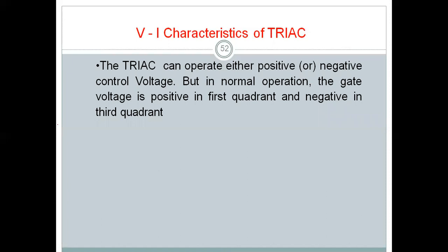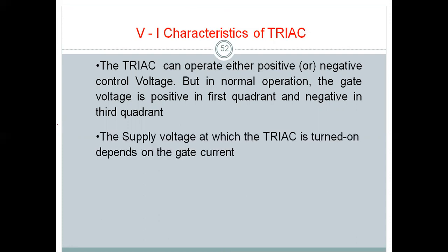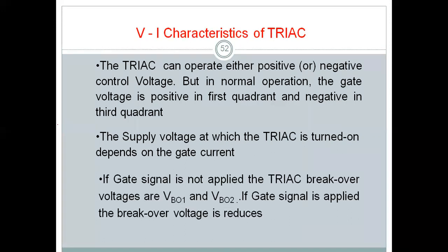The triac can operate with either positive or negative control voltage, but in normal operation, the gate voltage is positive in the first quadrant and negative in the third quadrant. The supply voltage at which the triac is turned on depends on the gate current. If the gate signal is not applied, the triac has breakover voltages VBO1 and VBO2. If the gate signal is applied, the breakover voltage reduces.